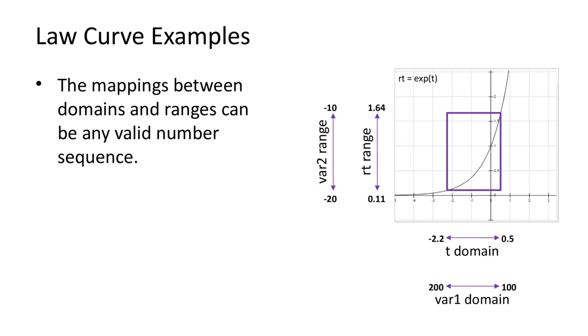Finally, the mapping between domain and ranges can be any number sequence. In this example, the domain of variable 1 is reversed. It starts at 200 and decreases to 100. And the range for variable 2 starts at -20 and increases to -10.